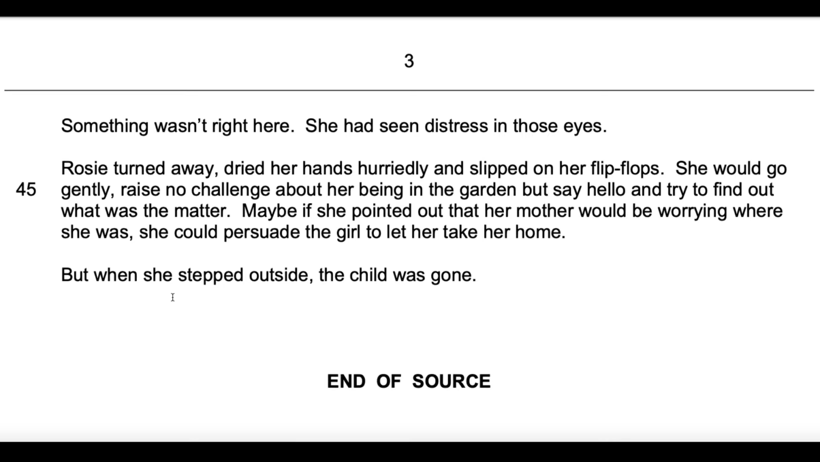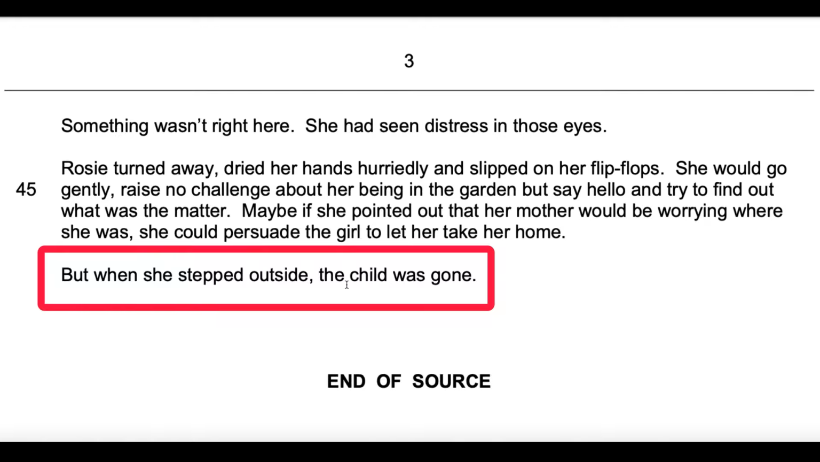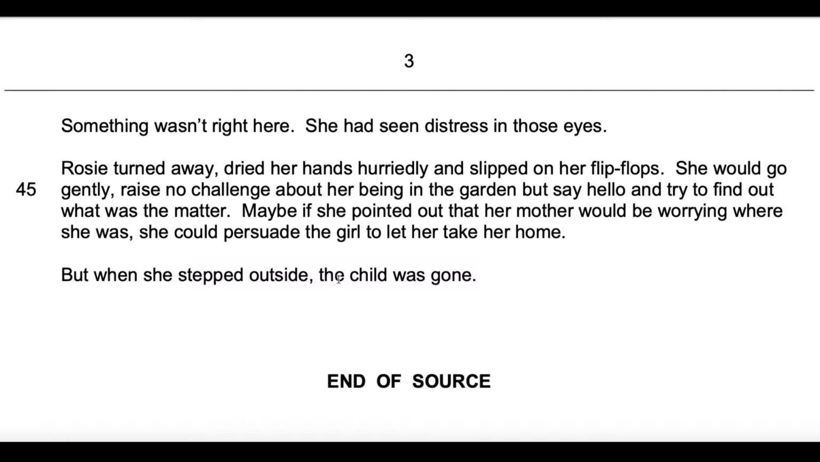Then we have this final paragraph, which is just one sentence long. There's a structural feature. The examiner's going to want me to write about this line, that's for sure. But when she stepped outside, the child was gone. So that's what I'm going to lead with, I think. And it links back to the idea that Rosie was moving hurriedly, and so there wasn't really any time for the child to disappear.